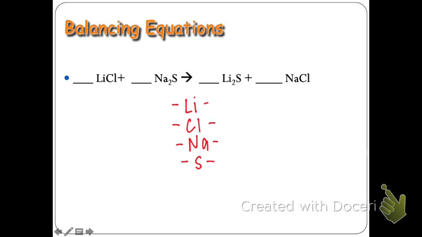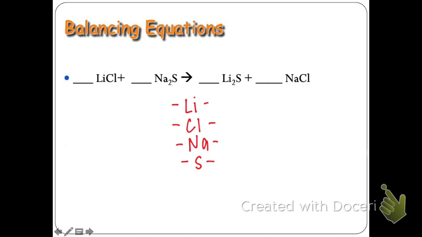What type of reaction is this? Double displacement, right? The outsides are going to end up coming together, Li and S, and the insides are going to be able to come together, Na and Cl, right? They both get new partners. That's double displacement. All right, now let's count.